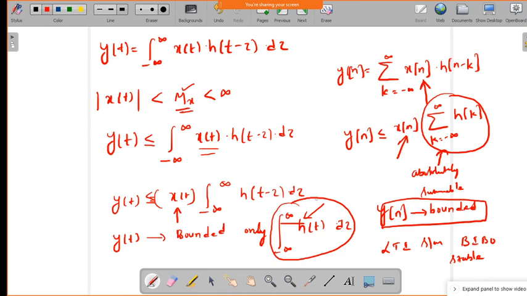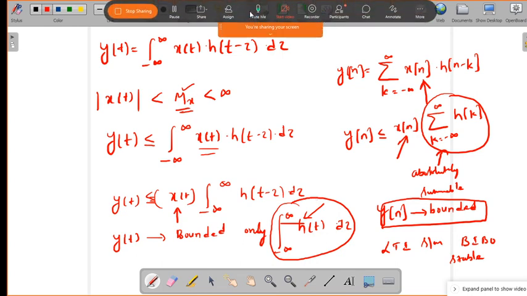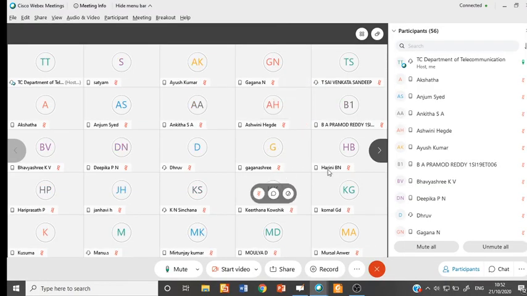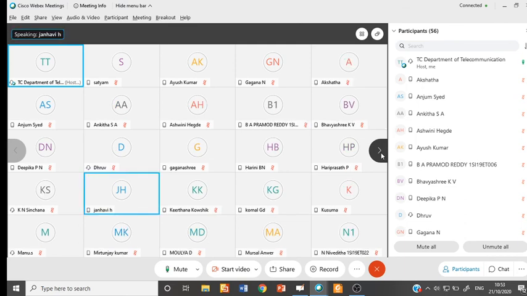Okay, so have you understood the properties of the system? Any doubt? Hello, any doubt in these properties of the system? Janavi? Yes, sir. Understood? Yes, sir. Okay, Pramod Reddy. Hello, Pramod Reddy. Yes, sir. Understood? Yes, sir.